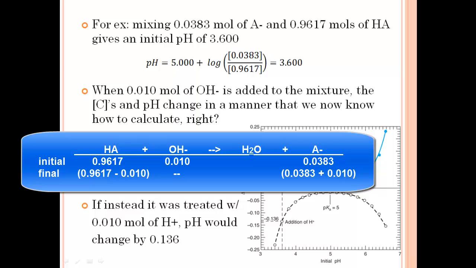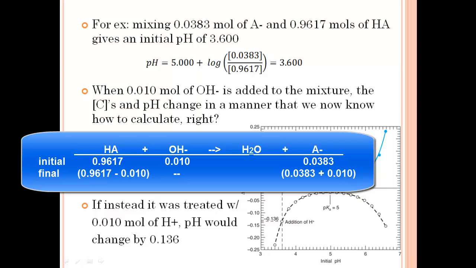And then it's going to your A minus, the conjugate base. And how much did we start with, though? The conjugate base, we started with 0.0383. Okay, that's initially. Final. Now, we know that everything is going to go to completion here because you're adding a strong base to this. So it's going to definitely react. So we know that whatever HA you started with, which was the 0.9617, you're going to have to subtract what you added because it's not going to be as much HA anymore. It's going to all convert into the conjugate base.